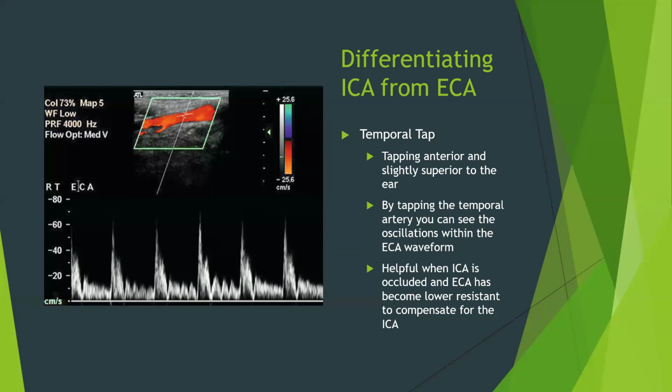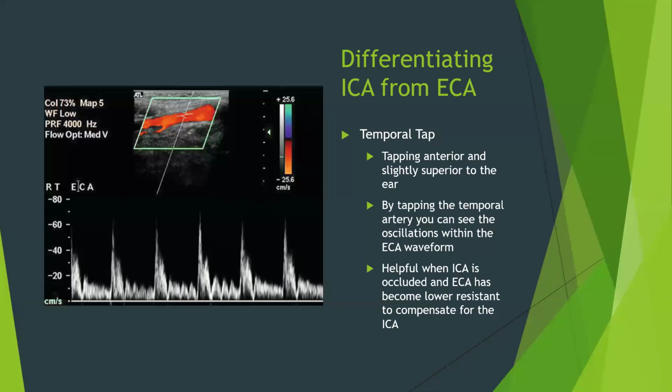The brain is one of the most important organs in the body, right? So there's a lot of collateral flow that happens within the brain itself. You can see the circle of Willis right above me right here. So that's that collateral flow, right? The ECA can actually, what we call, internalize. And so it can become lower resistant and look exactly like the ICA if the ICA is occluded, and the ECA is the one that is providing that collateral flow. When this happens, it can be really hard to differentiate between the ICA and the ECA. So a temporal tap can be very, very helpful.